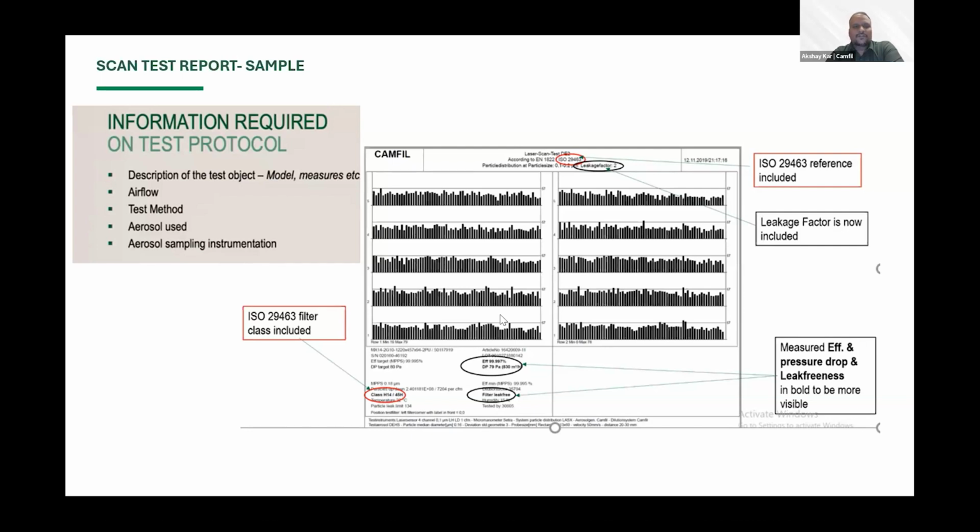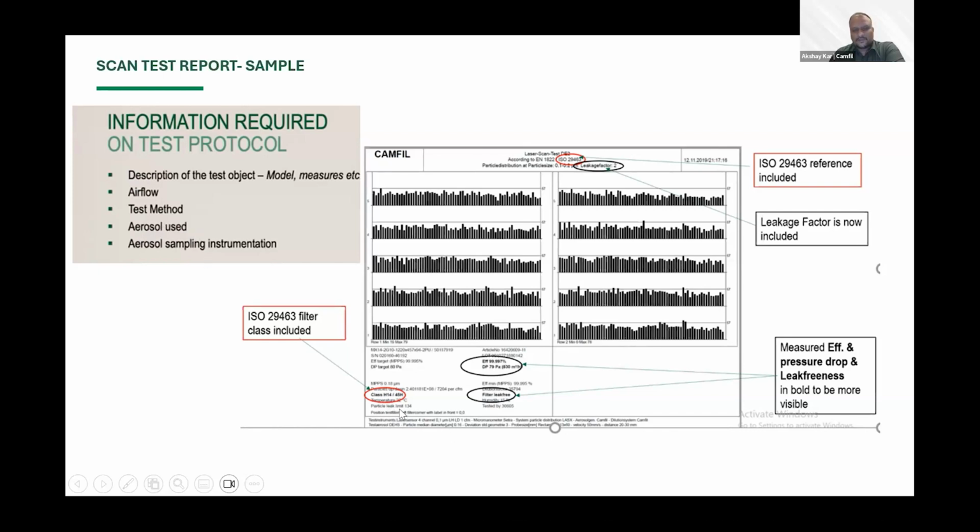So what information our scan test report actually produces is, first we give the description of the test objects, we will give you the reference of the standard, it will be included here, and then we will have a leakage factor, which I just mentioned, that standard says 5, we are giving better than that, we are lowering it to 2. Then we have efficiencies mentioned on the certificate itself, that what is the target value and what we are achieving out of it. And then we have test method aerosol used.